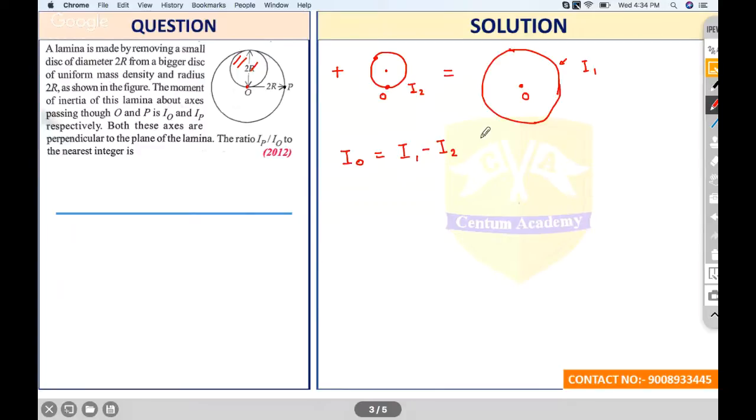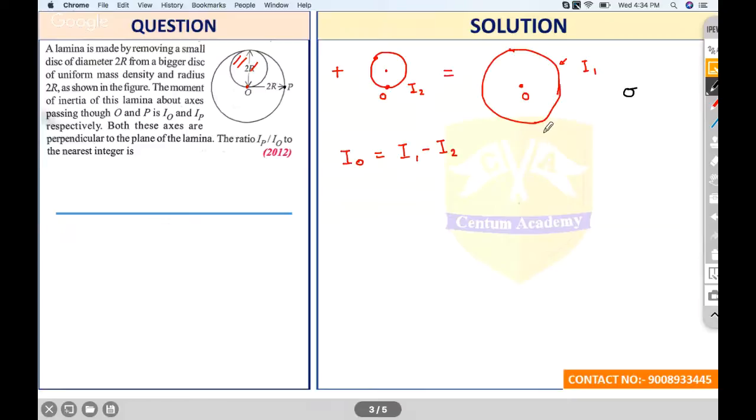Now, one more thing you need to take care of here is that it is a uniform mass density. So you can say that the mass density is sigma per unit area. So just multiply sigma with area, you'll get the mass.